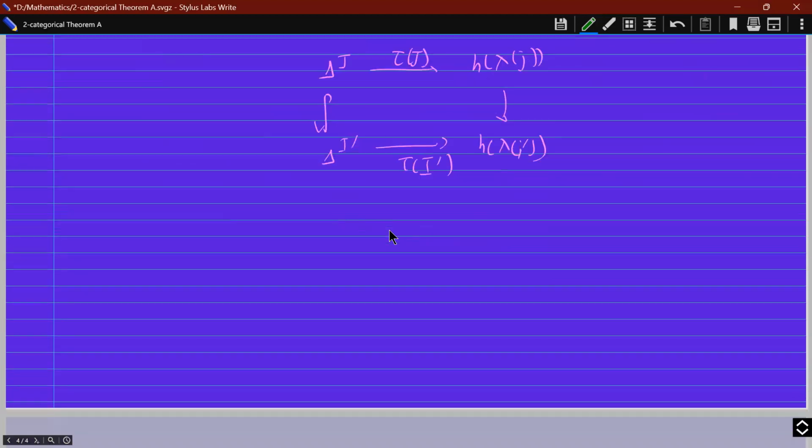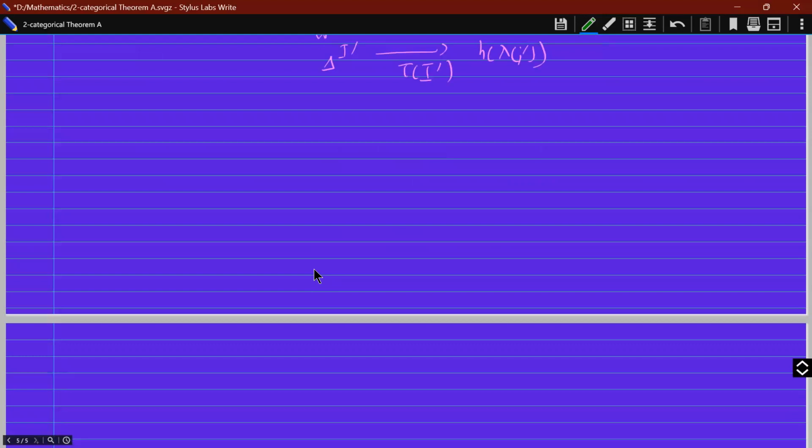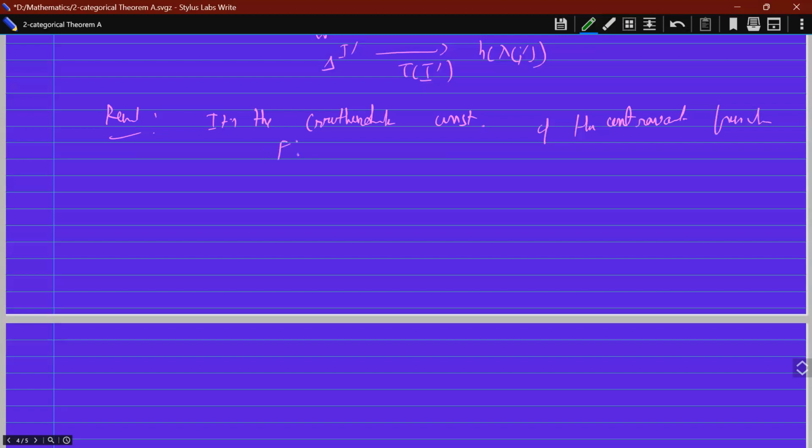Maybe a remark: this relative nerve construction, you think about it as the Grothendieck construction of a contravariant functor. I'll write that as a remark, and that is the way we define the relative nerve. It is the Grothendieck construction of the contravariant functor, and this is the category that is spanned by infinity categories.